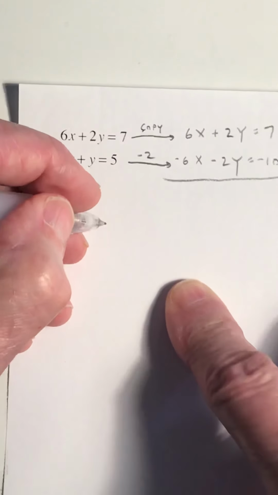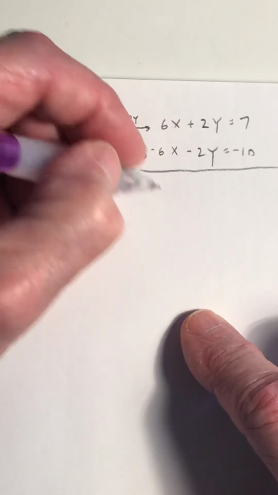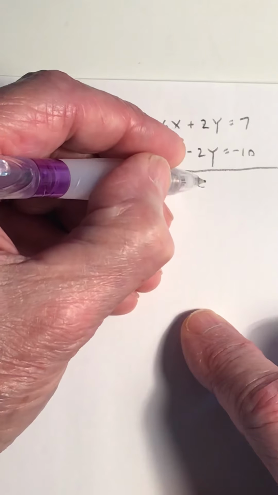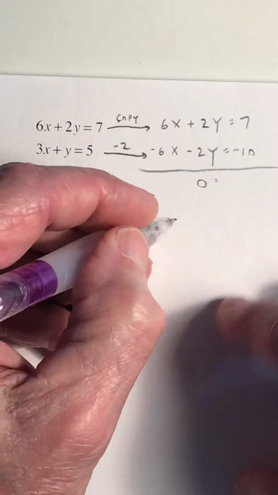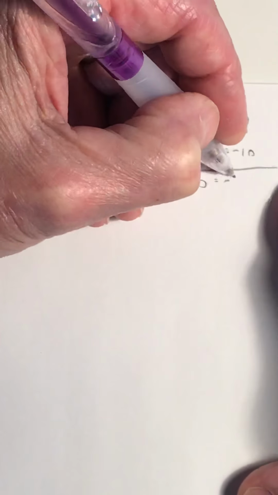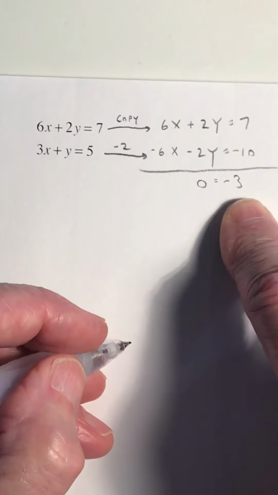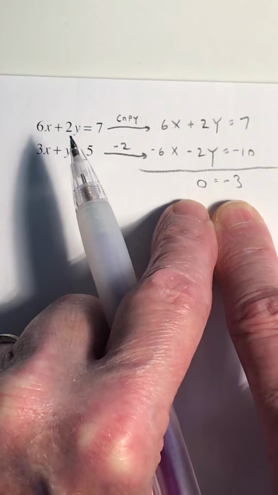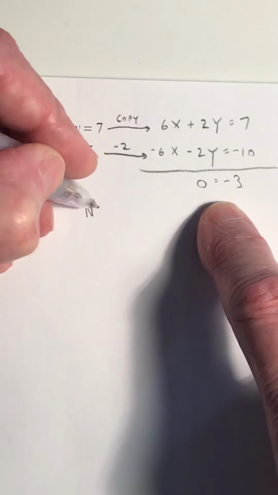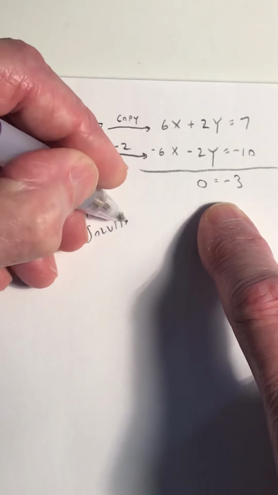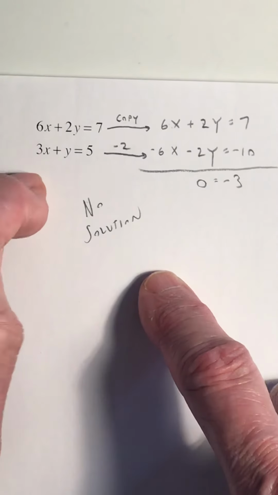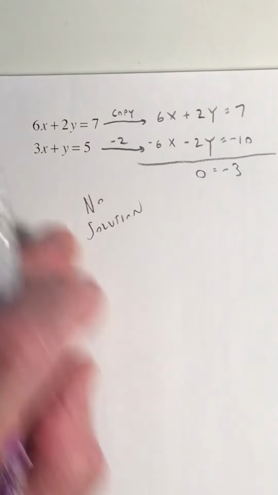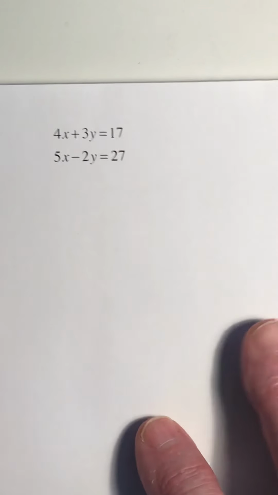And when we add, those cancel, that's 0. Those also cancel, that's another 0. We have 0 on the left side. On the right side, 7 and negative 10 is negative 3. So the variables are all gone. We're left with mathematical nonsense, an untrue statement, a false statement. That tells us no solution. That also tells us if you did this by the method of the first day, draw graphs, you would see parallel lines.